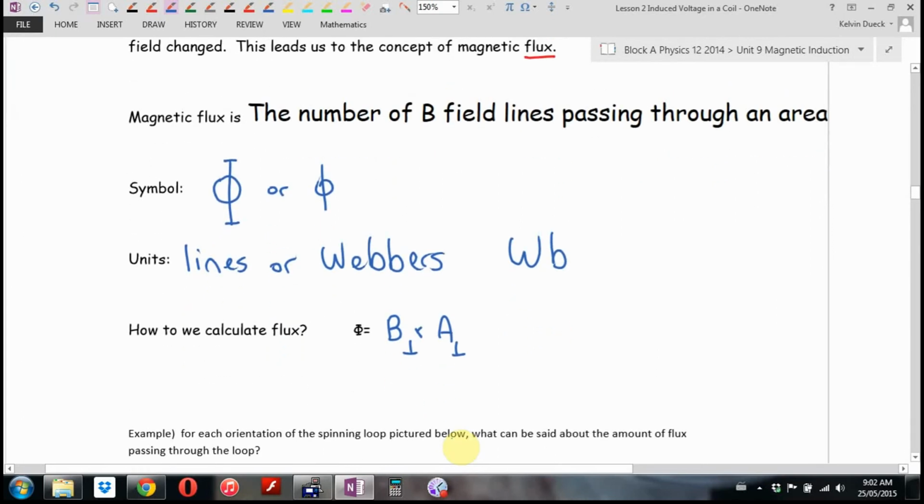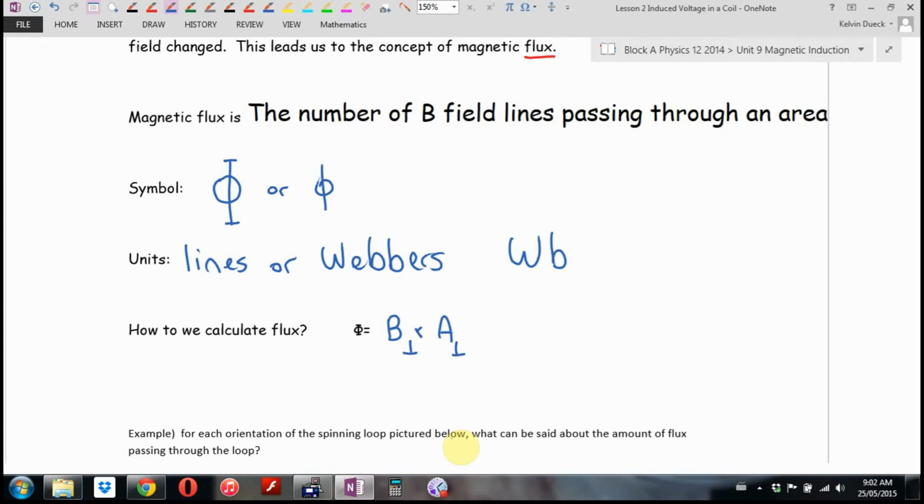Put your pencils down, look up. A great way to think about magnetic flux is to imagine a flashlight and a circle passing through the light. Here, my projector is my flashlight. Instead of thinking about magnetic field lines, ask how much light is going through this circle. So how much flux, what would the flux be right now?